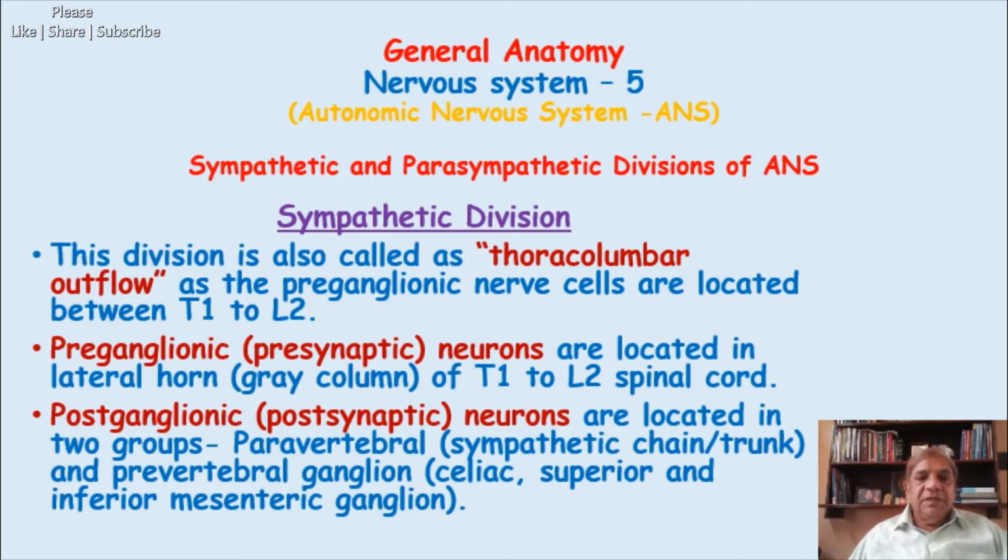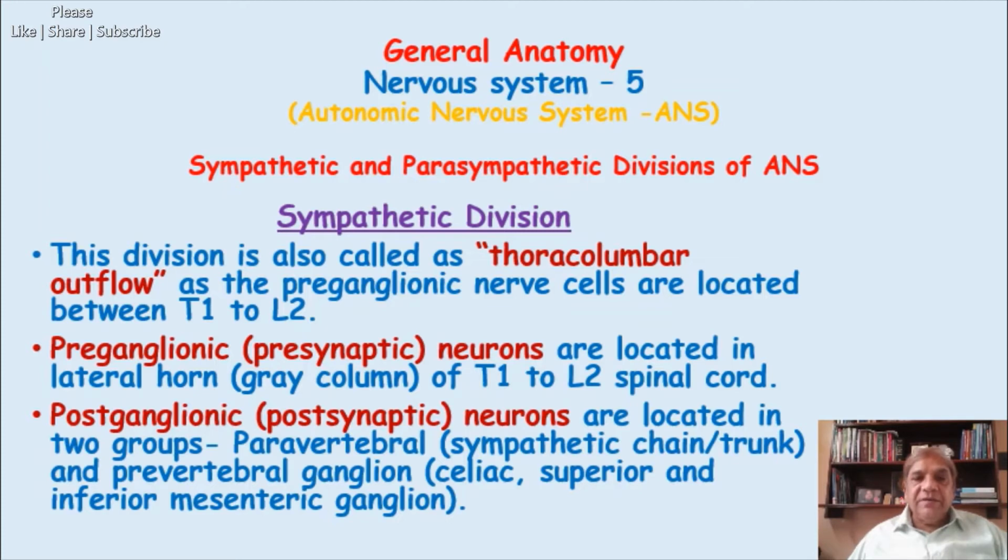Then the postganglionic or postsynaptic neurons are located in two groups. This is important to note, because I have not told you about these. The first group is the paravertebral sympathetic chain. These postganglionic or postsynaptic neurons are located in the sympathetic chain, which has many ganglia. And what was a ganglion? A collection of nerve cells outside the brain and spinal cord. So it is in the sympathetic chain.